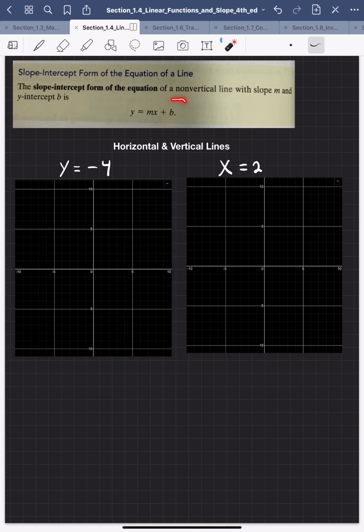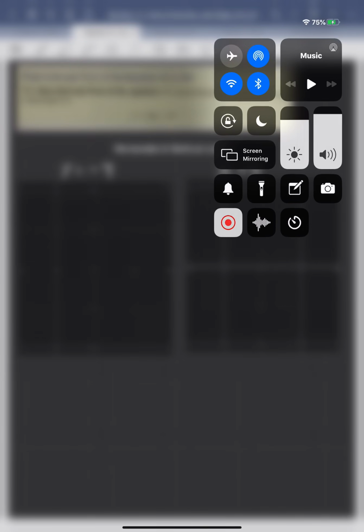So I want to give a name to the equations that are solved for y. And then I want to start to talk about the slopes of horizontal and vertical lines. Okay, so I'll see you in the next video.